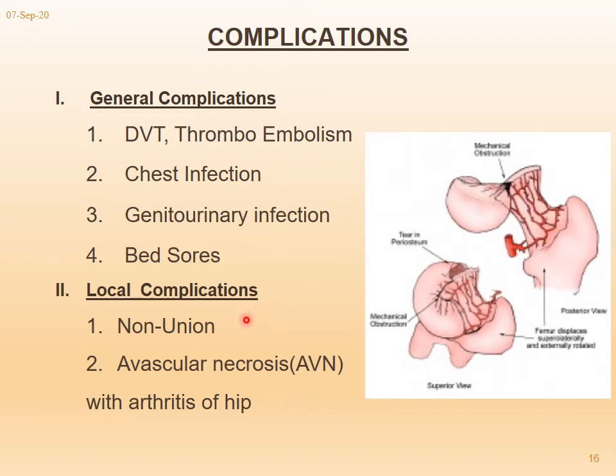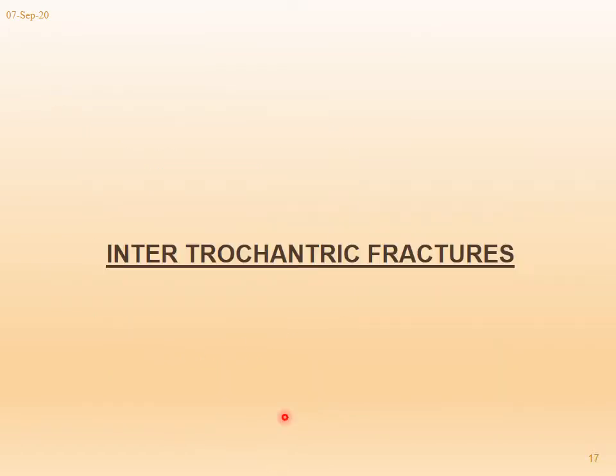Local complication: non-union. These fractures are notorious for non-union. They don't unite. The reason is their blood supply. The head of the femur goes into avascular necrosis, because these fractures break the blood vessels, and when the blood vessels are torn, the blood supply to this part is lost, and this part goes into gangrenous necrosis and becomes dead. So it is known as avascular necrosis of the head of the femur, and it produces arthritis of the hip joint.